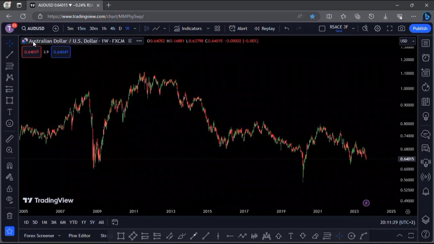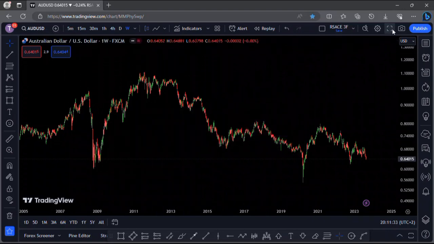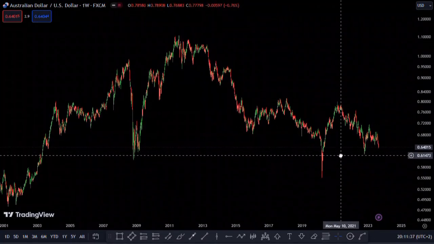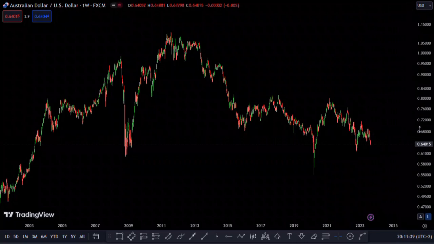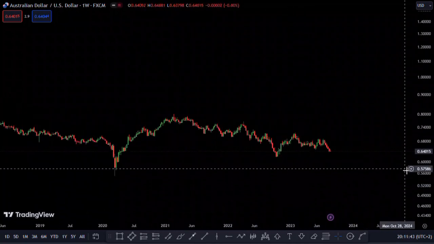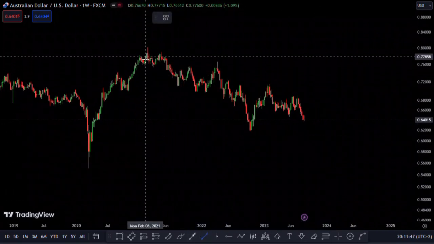Okay, so we are going to analyze AUDUSD. Remember, every time we analyze, we always start on a higher time frame. So basically, what can we see on a higher time frame? We can see that the market is moving in a bearish trend.